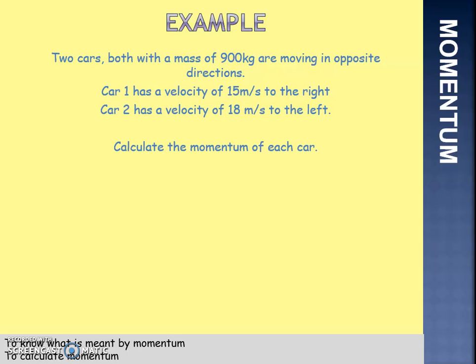2 cars, both with a mass of 900 kilograms, are moving in opposite directions. Car 1 has a velocity of 15 meters per second to the right, and car 2 has a velocity of 18 meters per second to the left. Calculate the momentum of each car.